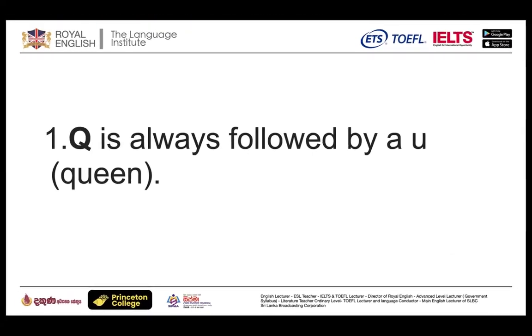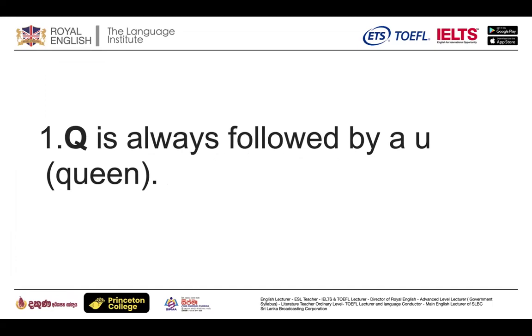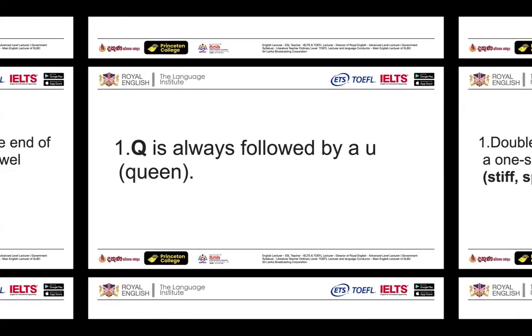Q is always followed by U. That is one of the spelling rules. So if you use Q, you have to use U. Queen, likewise. You are really familiar with these kinds of words.